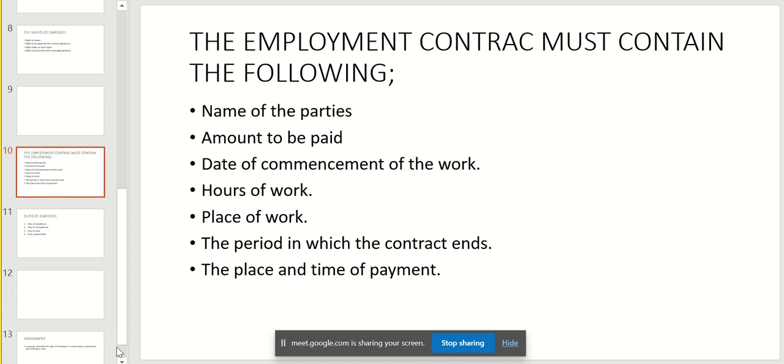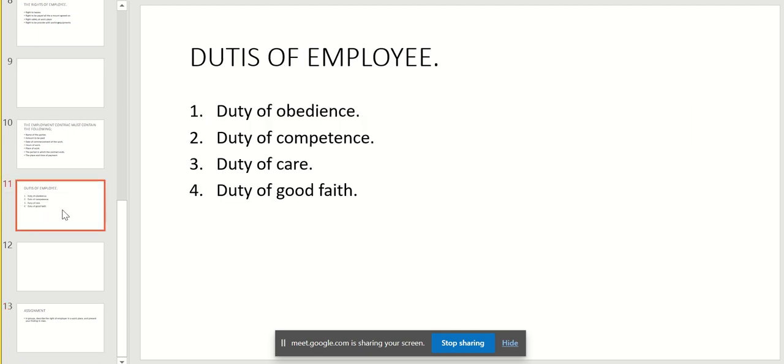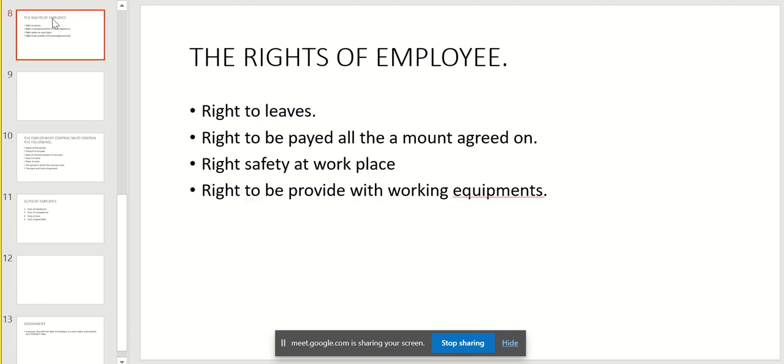Thereafter, we are going to proceed on to the duties of employees. We have, one, duty of obedience. The employee must obey the employer. Secondly, we have a duty of competence, duty of care, and the duty of good faith. Thereafter, we are going to move to rights of employee. Rights to leave. Then we have a right to be paid the agreed amount.